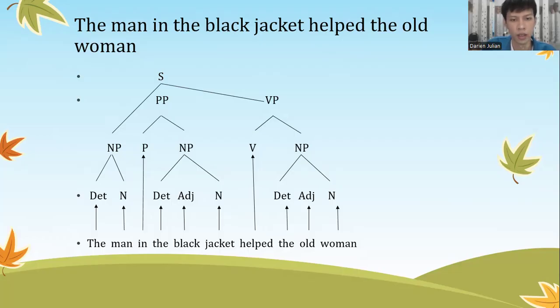"Helped" is a verb. "The" is a determiner. "Old" is an adjective. "Woman" is a noun. The old woman is a noun phrase. Helped the old woman is a verb phrase. The man in the black jacket helped the old woman is the sentence.